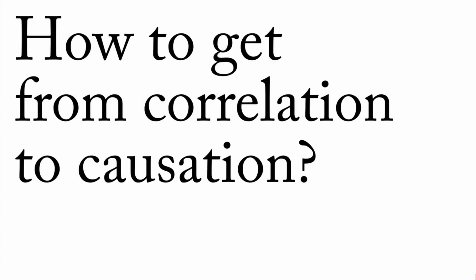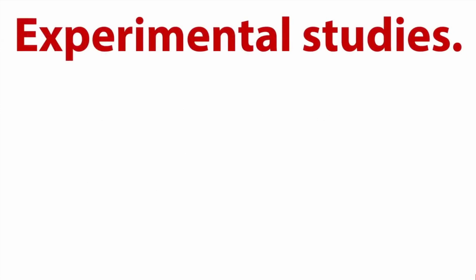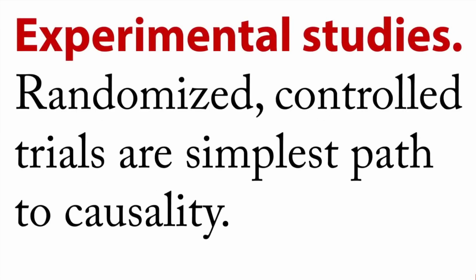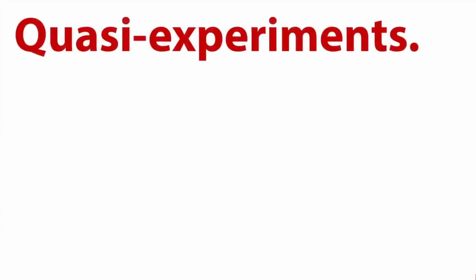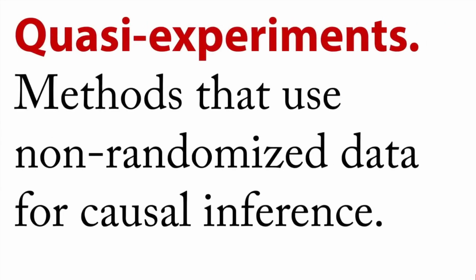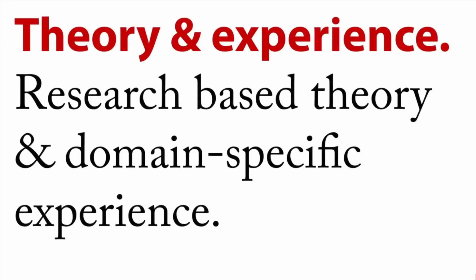Well, there's a few ways to do that. One is experimental studies. These are randomized controlled trials. Now, that's theoretically the simplest path to causality, but it can be really tricky in the real world. There are quasi-experiments, and these are methods, a whole collection of methods, that use non-randomized data, usually observational data, adjusted in particular ways to get an estimate of causal inference. Or there's the theory and experience. And this is research-based theory and domain-specific experience. And this is where you actually get to rely on your client's information. They can help you interpret the information, especially if they have greater domain expertise than you do.